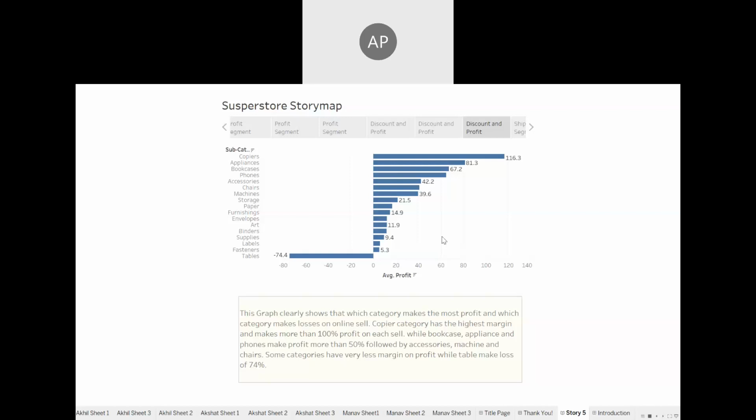Here you can see copiers and appliances, bookcases make a good amount of profit, almost more than 100% of profit on each sale, while tables are making a loss of around 74% of its margin. Yeah, thank you so much, and I will hand over to my teammate.